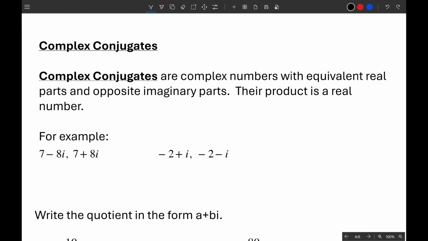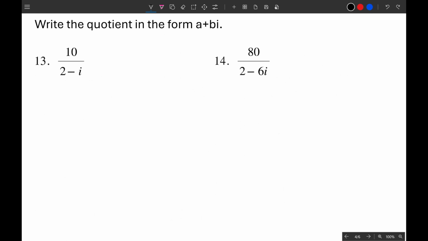So let's talk about complex conjugates. We kind of just touched on that when we talked about those being conjugates. Complex conjugates are complex numbers with equivalent real parts and opposite imaginary parts. Their product is a real number. So for example, if we have 7 minus 8i, the conjugate would be 7 plus 8i. If we had negative 2 plus i, the conjugate would be negative 2 minus i.